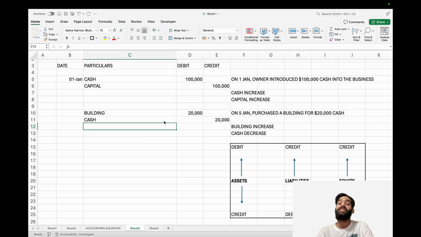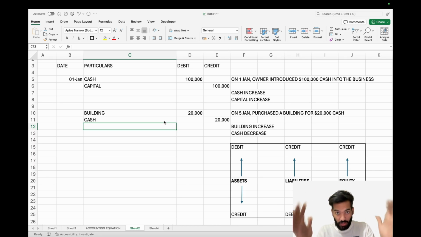Now this is again the language of accounting. If you use accounting software and you just tell it cash increase, it wouldn't understand what you mean. But if you say cash debit, it understands that cash is increasing, because in accounting the language is not increase and decrease, the language is debit and credit. Increase and decrease is for us human beings to understand what's going on with the transaction, right?